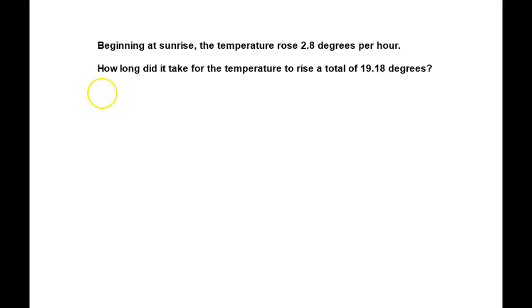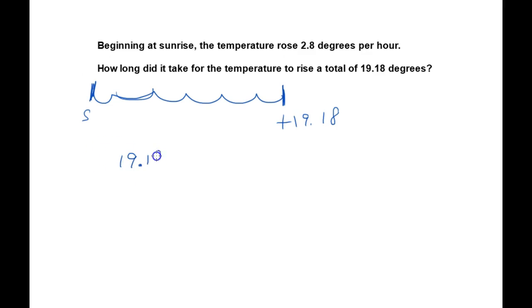So you think about this, it's going 2.8 degrees, 2.8 degrees, 2.8 degrees, and so on, all the way from the beginning to a total of plus 19.18 degrees. So whatever it was at the start, plus 19.18. So this is division. We're saying how many times did it have to go up? So we're going to divide 19.18 divided by 2.8.